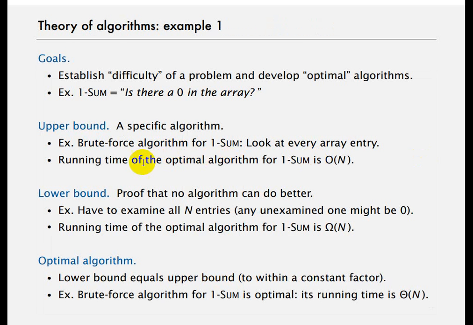What it means is that of the optimal algorithm is this. Upper bound is for a specific algorithm, and lower bound means no algorithm can do better. You have to at least read all of them. So that's the lower bound, right? You cannot do better than order n. In this case, you will see that the lower bound is equal to upper bound. So the algorithm that you have is the best possible algorithm.